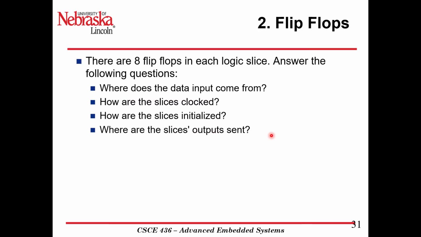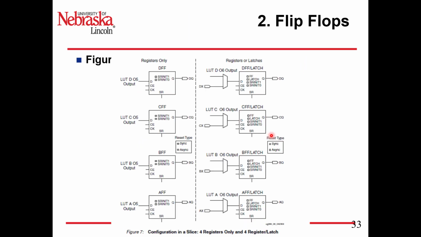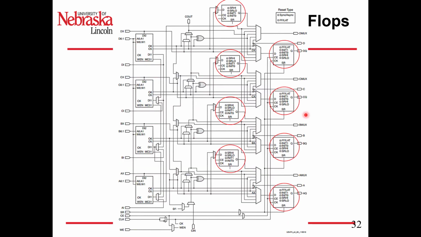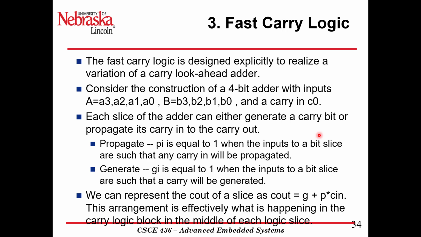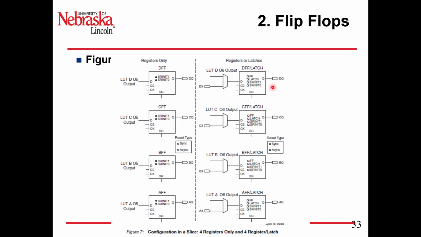Then where are the outputs sent? Again, if you look at this, it goes to AQ, BQ, CQ, DQ. Out of each of those outputs, it's going to go to the output mux from that slice. So the last part of those is the fast carry logic.